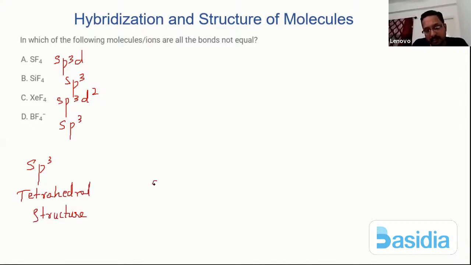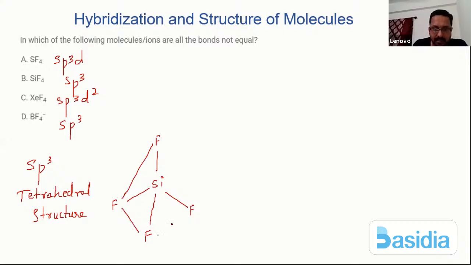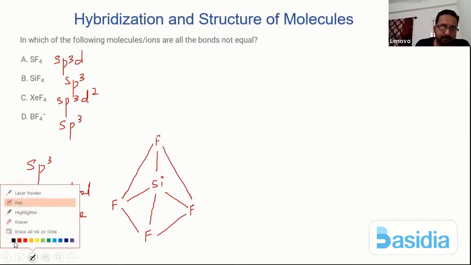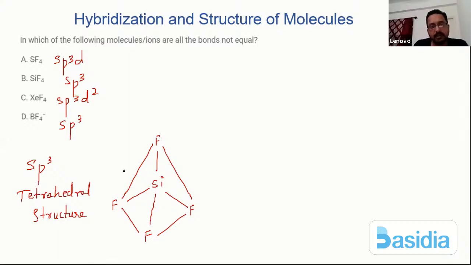If I randomly say this is my silicon over here, one fluorine will be here, then I have one more fluorine here, then a fluorine over here, and another over here. So this is my tetrahedral structure. If I want to join this, I can easily join it. Tetrahedral silicon. A similar structure will also be present for BF4 minus.